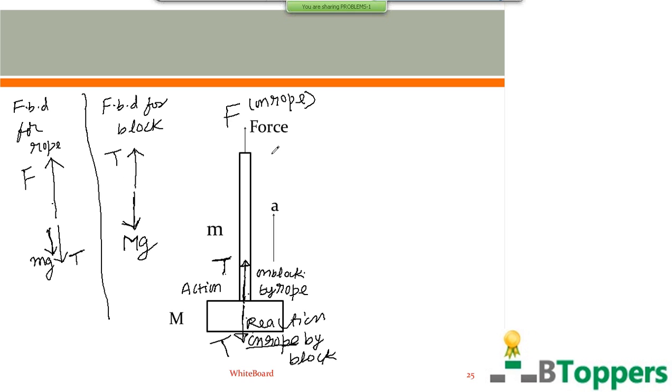So the resultant force on the block in the upward direction is equal to capital T minus mg.